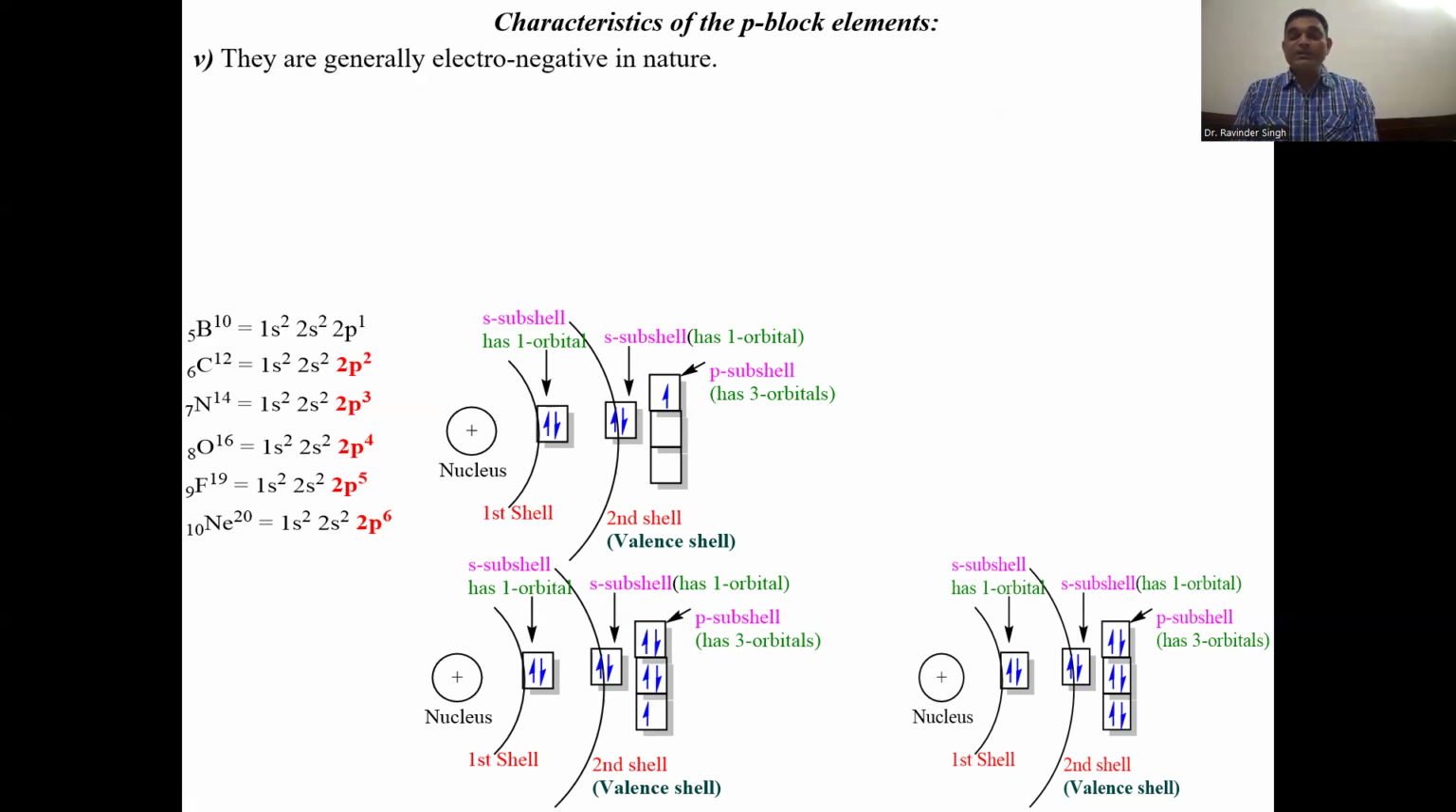The second most electronegative element is oxygen, because after taking two electrons, it becomes like a group 18 element. So the p block elements are electronegative in nature. They have high ionization energy.